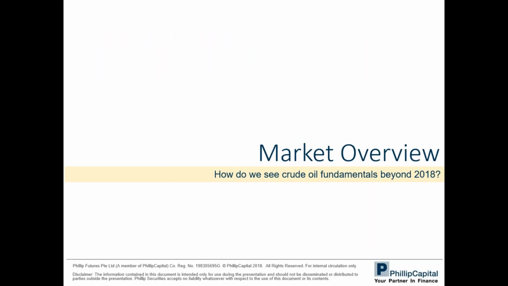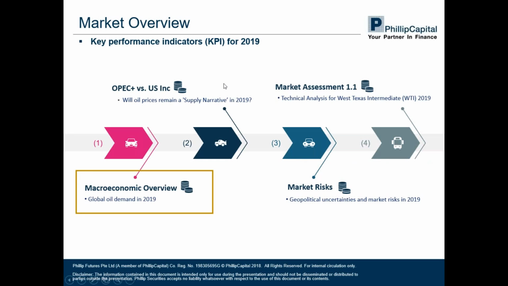So moving on to a market overview, how do we actually see crude oil fundamentals into 2019? Okay, so 4 key points. The first will be a bit on global oil, because commodity is always the fundamental of the demand side of the curve. To talk about, which is OPEC Plus against the US. So it will remain a supply narrative in 2019.